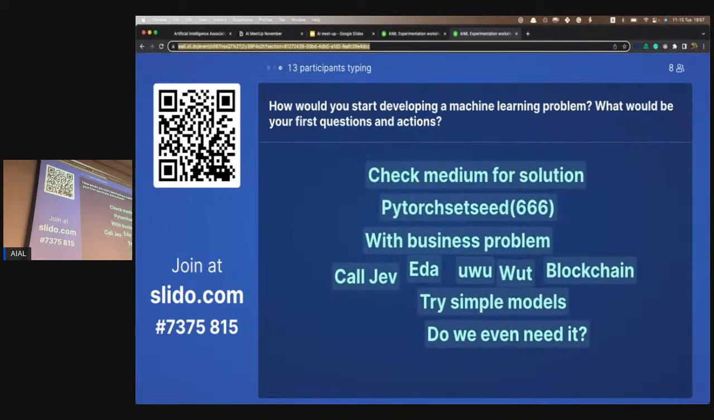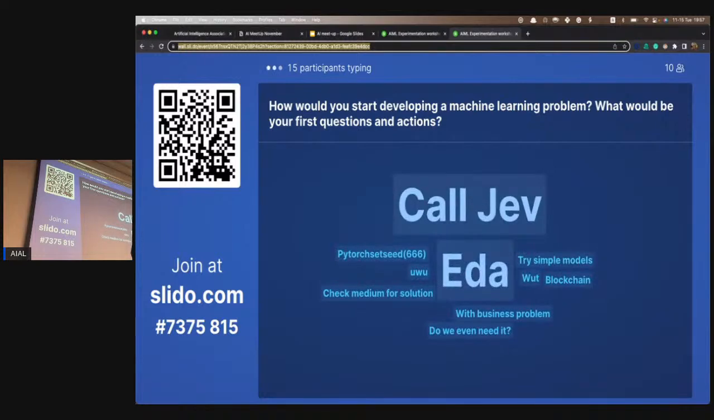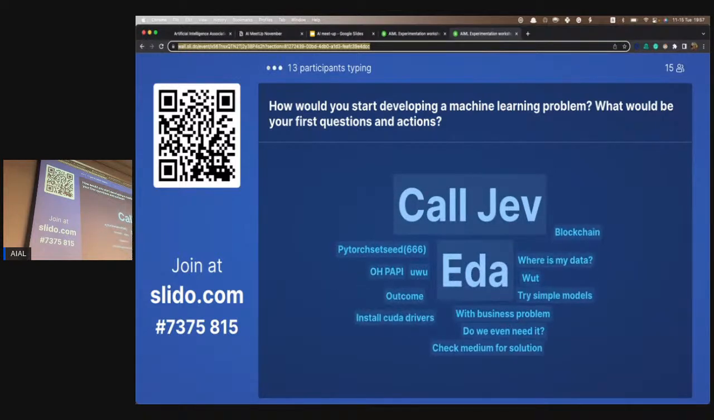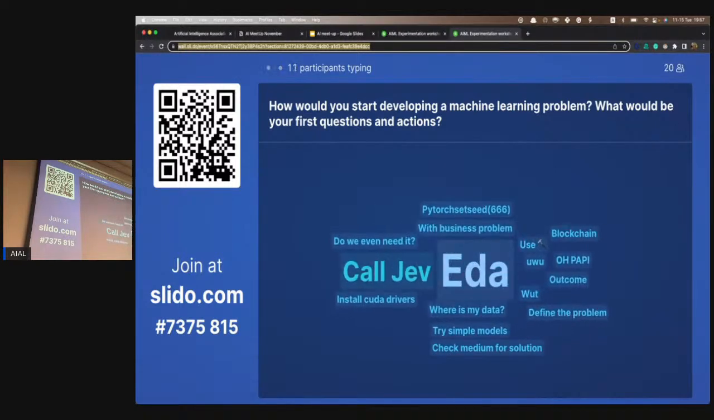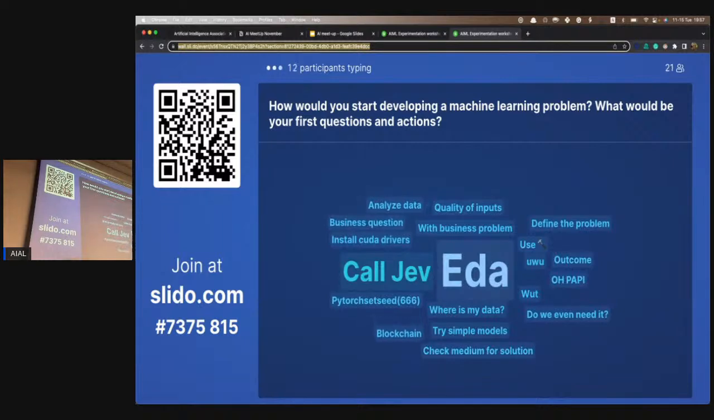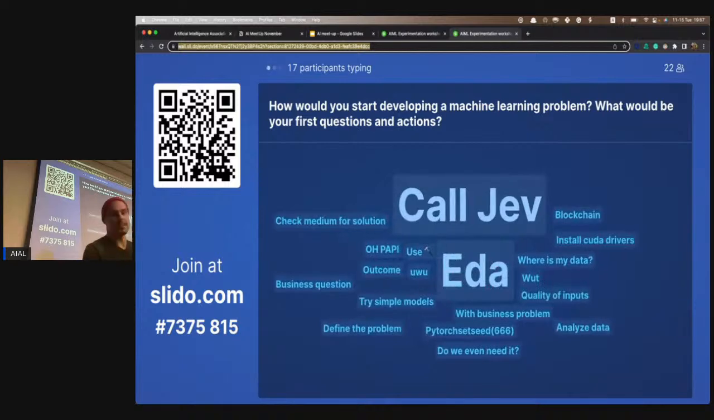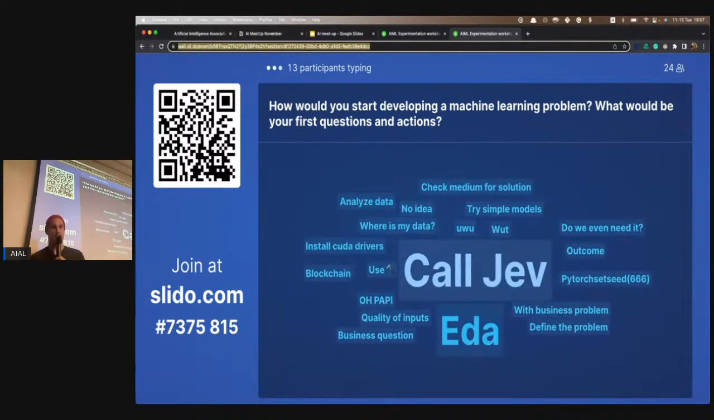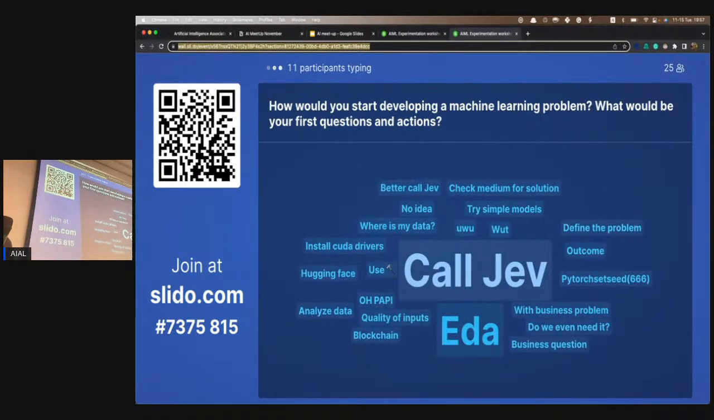Check medium for solution. Use a hammer. That's nice. Jeff, is there a limit on the number of characters? I don't know actually. Or is my phone just broken?